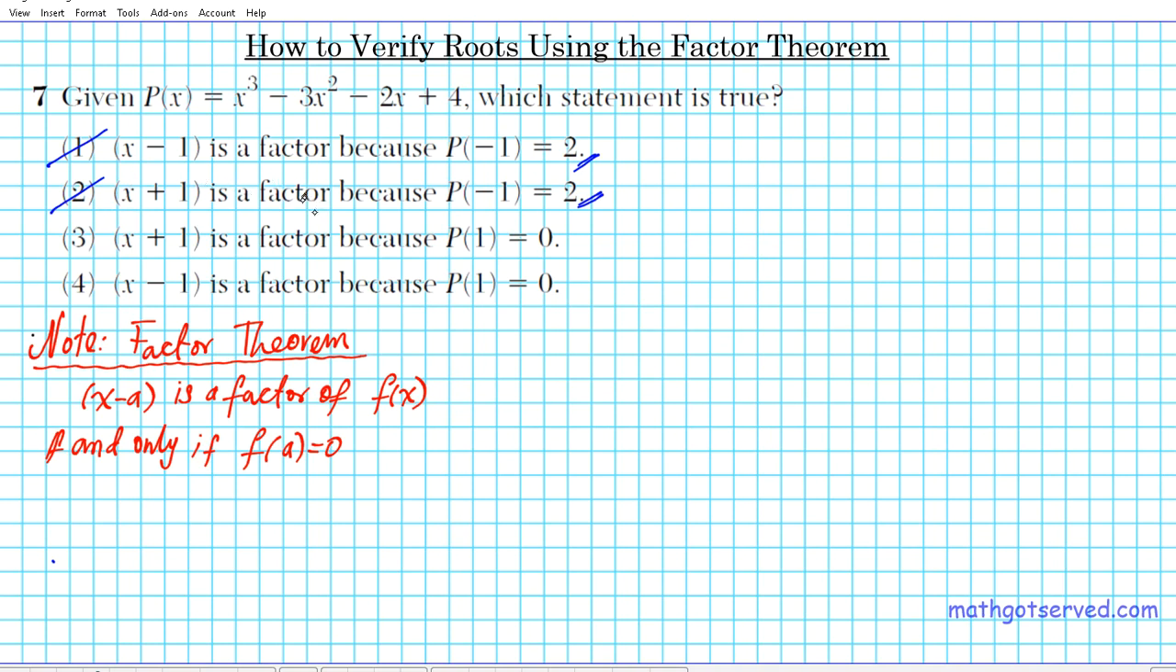because those two statements do not tell you if a polynomial factor is a factor of a polynomial. Now, options 3 and 4 look more like this. x plus 1 is a factor because p of 1 equals 0, and x minus 1 is a factor because p of 1 equals 0. These two harmonize with the factor theorem because they've been set equal to 0. So the question is, which one of them is incorrect?